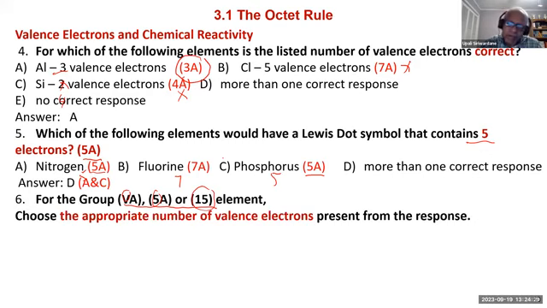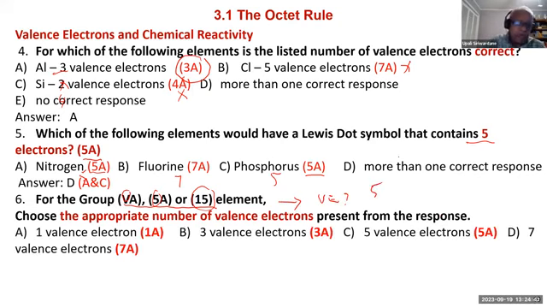Choose the appropriate number of valence electrons present for the response. How many valence electrons does this have? It has to be 5. 1 valence electron, it's not 1A. That's a wrong answer. 3A, that's not correct. This one is 5A. That's the correct answer. 7A has 7 valence electrons. For group 5A, there are 5 valence electrons. The answer is C.